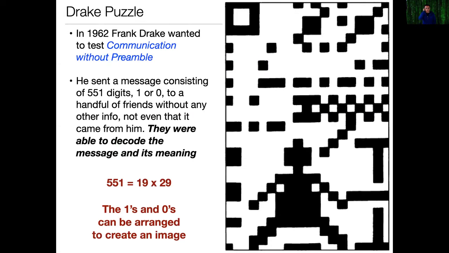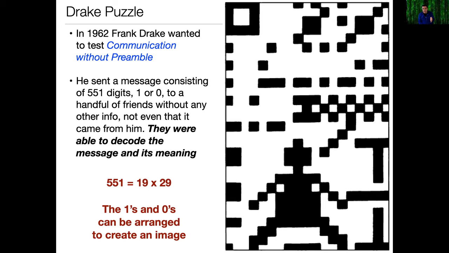Frank was interested in communication without preamble. So he invented a message in 1962. He sent it to a whole bunch of his friends without any explanation, and most of them decoded it. Okay, so what was that message? It was 551 digits, where each digit was either a 1 or a 0.